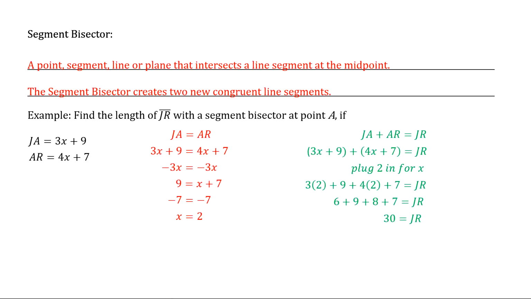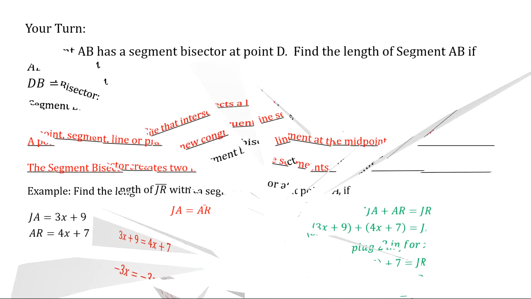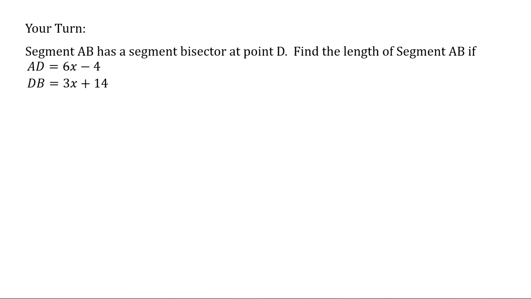The other way to do it, I know that JA and AR are the same distance. So I could have just plugged x into one of those equations and then multiplied that one by 2 because I have two sides of my long line segment. Does that make sense? Okay, one for you to try now. Again, take your time. If you have to draw it out, that's perfectly fine. Start, go through, and come back and check your work when we are ready to move on.